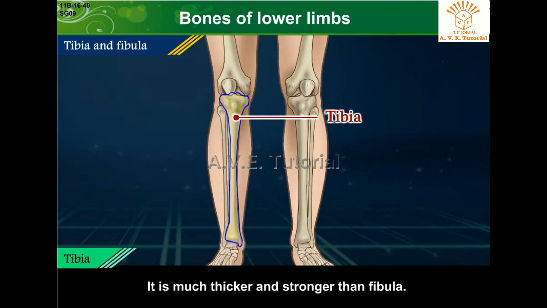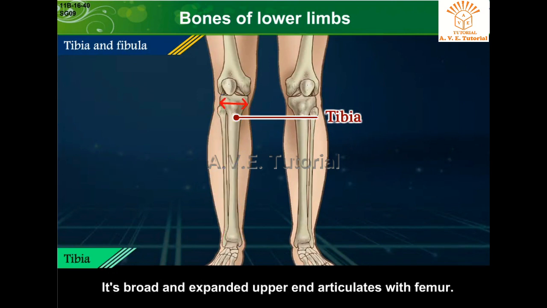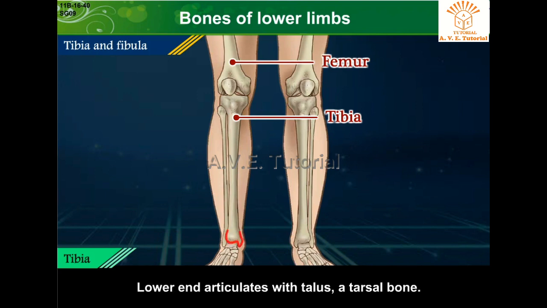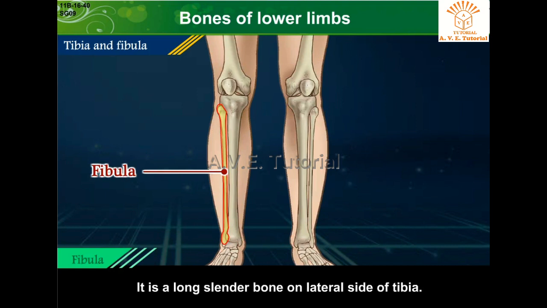Tibia. It is much thicker and stronger than fibula. Its broad and expanded upper end articulates with femur. Lower end articulates with talus, a tarsal bone. Fibula. It is a long, slender bone on lateral side of tibia.